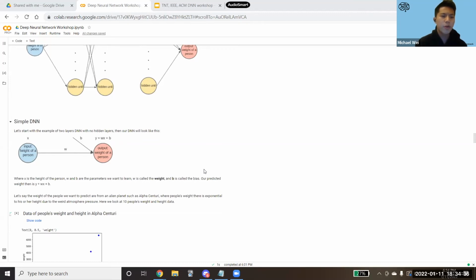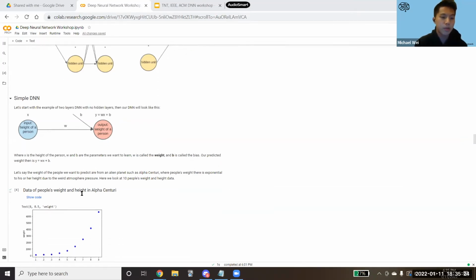So let's start with an example of a two-layer DNN with no hidden layers. Then our DNN will look something like this. We have our input data, which is the height of a person, and output data, which is the weight of a person. Then our model will output y = w * x + b. You can think of w from high school algebra as the slope, and b as the intercept on the Cartesian plane. One terminology that machine learning practitioners use for the slope is weight, and for b, the intercept, is known as the bias. And our predicted weight is going to be y = wx + b.